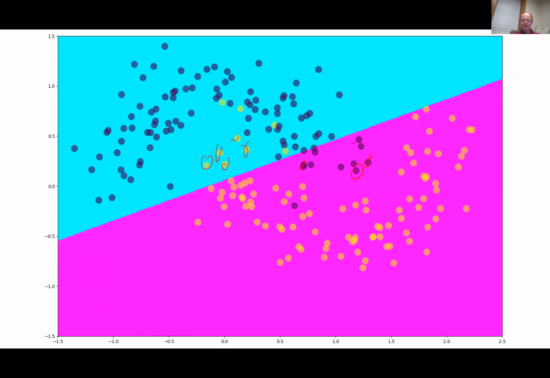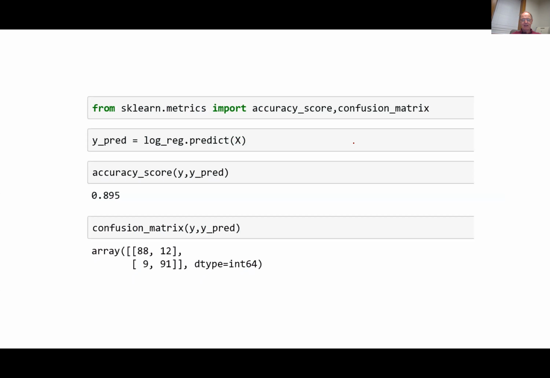So but that's just because of course it can't be separated by a line. But the logistic regression tries to do the best it can, and so let's try to figure out how well it does and see how well it separates the data set here.